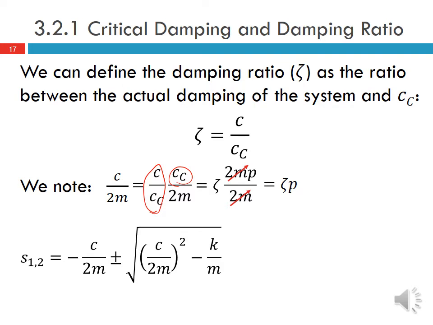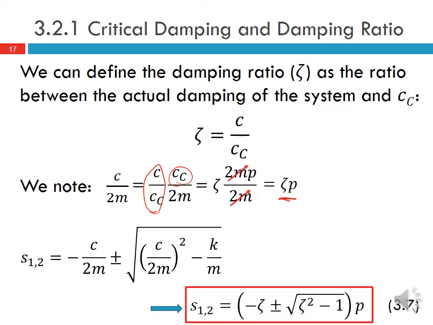So the roots of our equation, s1, s2, were given as shown here, and now we can use this to rearrange and rewrite this result. So s1,2 is equal to minus zeta plus or minus the square root of zeta squared minus 1, all multiplied by p. So these are the roots of our equation.